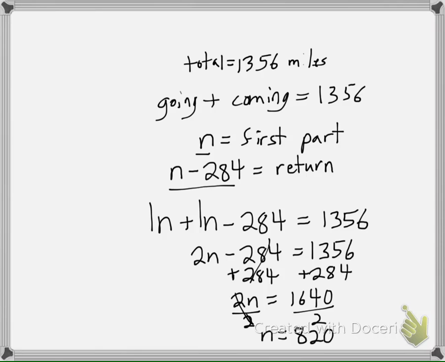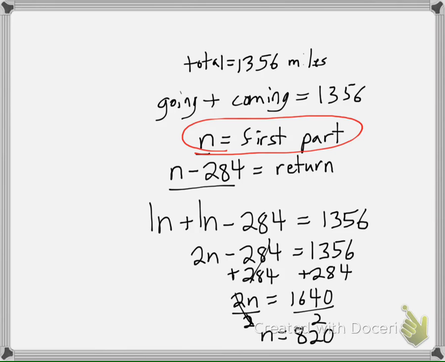Now, that's not the answer that we have in the textbook. Why not? Because you have to make sure you're answering the correct question. The question asks, how long was the return trip? Well, if we look, what is N? 820. N is the first part of the trip. It's not the return trip.